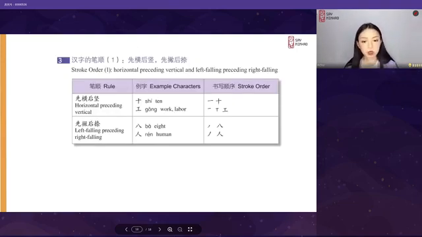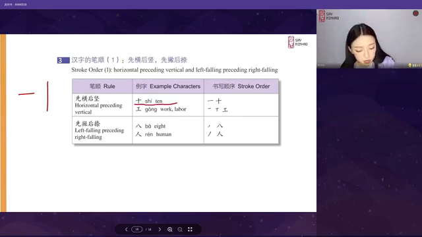Now let's move on to the next part, which is the order of writing Chinese. First, try to write the horizontal and then the vertical. We will write the horizontal first and then write the vertical. Let's see the example character, first one is 十. This character means ten. The stroke order is first we write the horizontal and then the vertical. This is the direction. Another example is 工, which means work, labor.